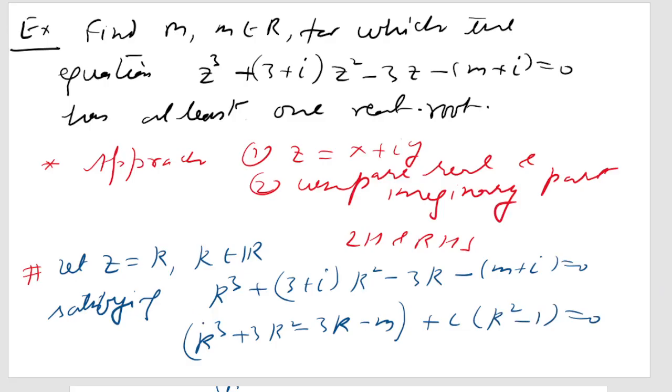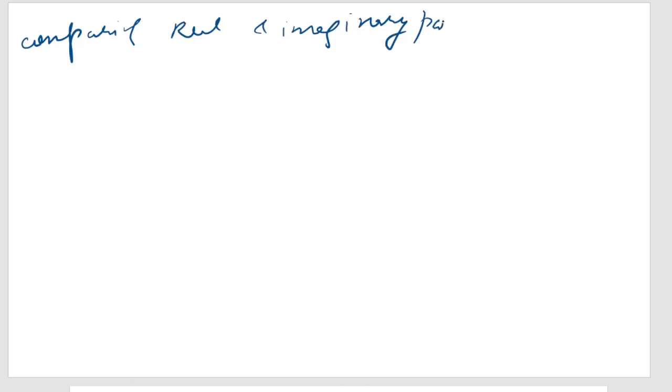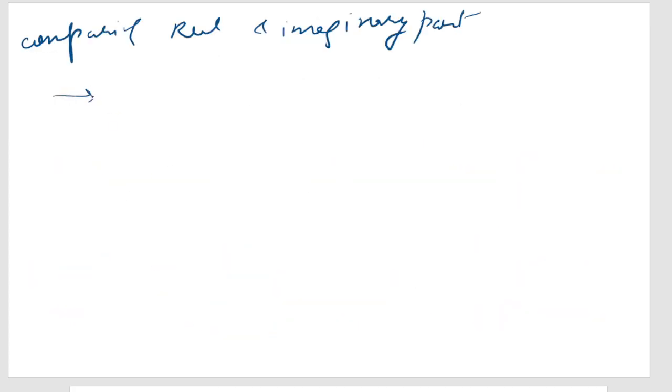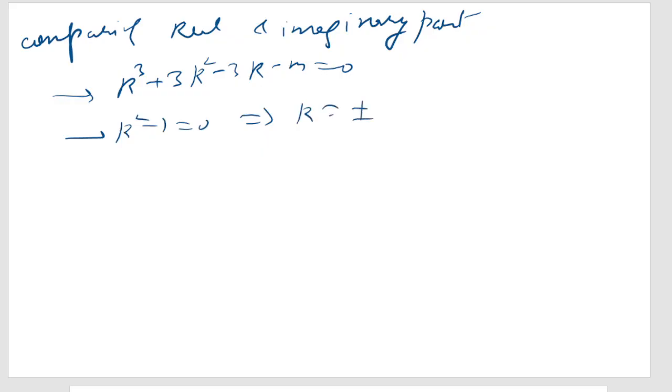Now we will solve this equation. Comparing real and imaginary parts, I will get k cube plus 3k square minus 3k minus m is 0, that is the real part, and the imaginary part is k square minus 1 is 0. So it will give the value of k as plus or minus 1.